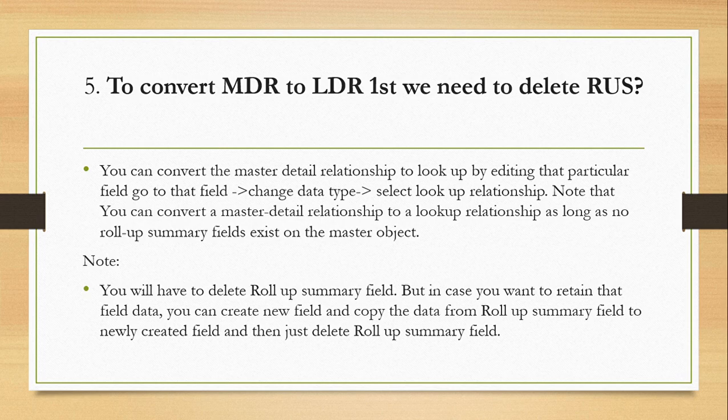Note that you can convert a master detail to a lookup relationship, as no roll up summary field can exist on this master object. So you will have to delete the roll up summary field, but in case you want to retain the field data, you can create a new field, copy the data from the roll up summary field to the newly created field, and just delete the roll up summary field.